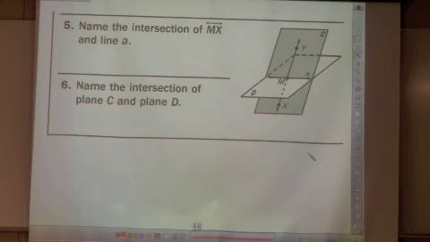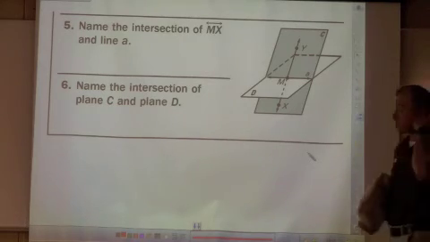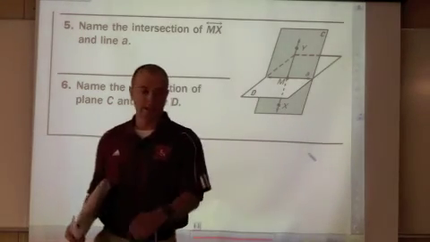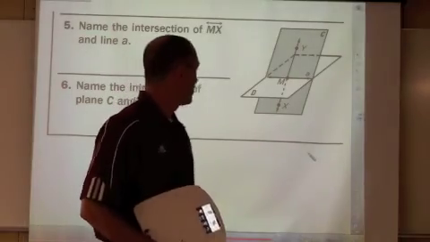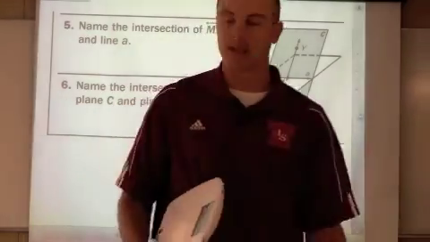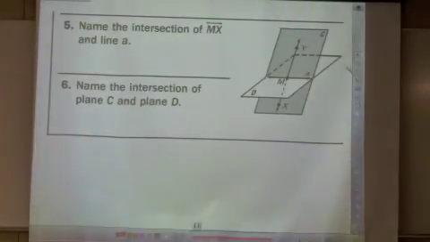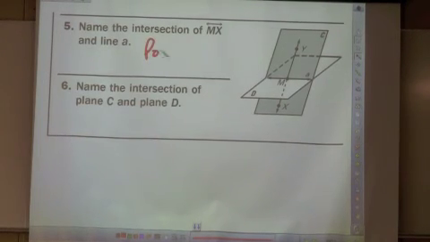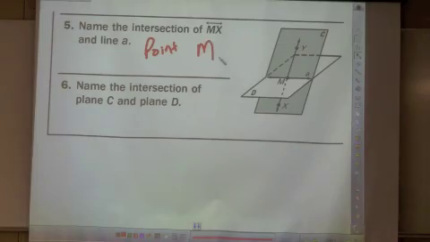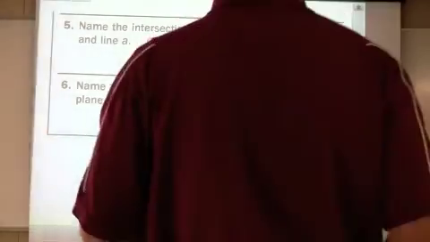Name the intersection of line MX and line A. This is checkpoint problem number 5. Taking a look at that diagram, where do line MX and line A intersect? How do we describe it? At point M. Good. Point M. When two lines intersect, they intersect at a point.